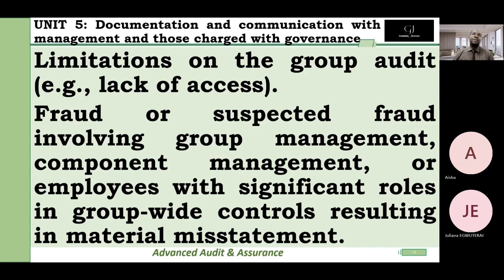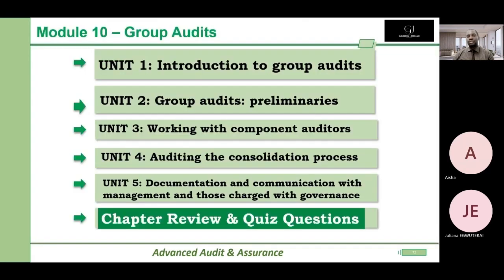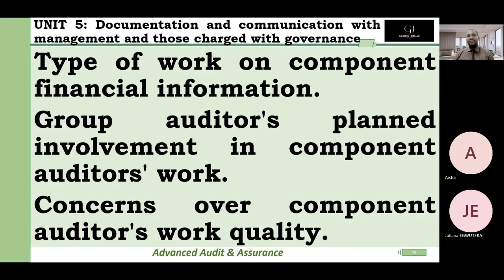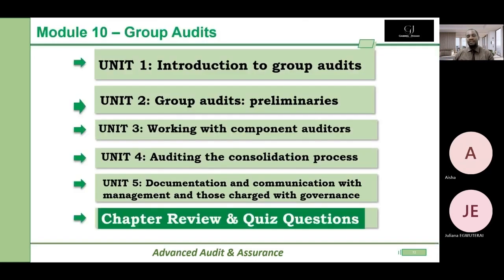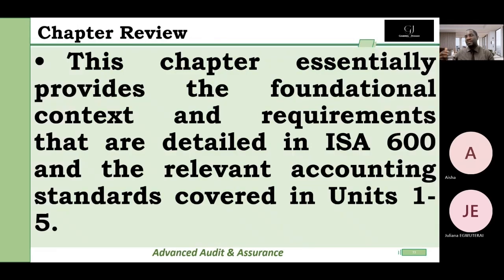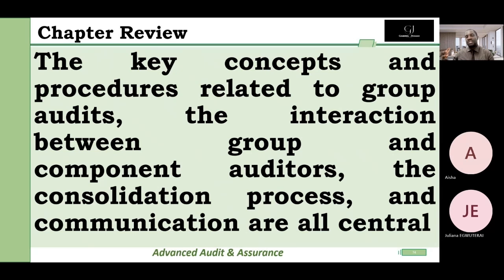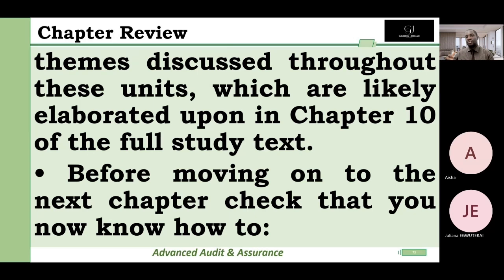And these are limitations within the audit of groups, and they need to be addressed very importantly and brought to the notice of management, the board, and those charged with governance. This is very, very important. So by review of the chapter, we provided a foundational context to group audits based on ISA 600 and the standards from Unit 1 to 3, the key concepts of group audits and the interaction between group auditors and component auditors, the consolidation process, and communication in writing, which is very central to these discussions.